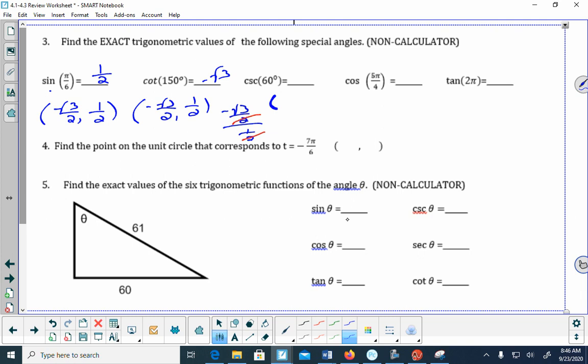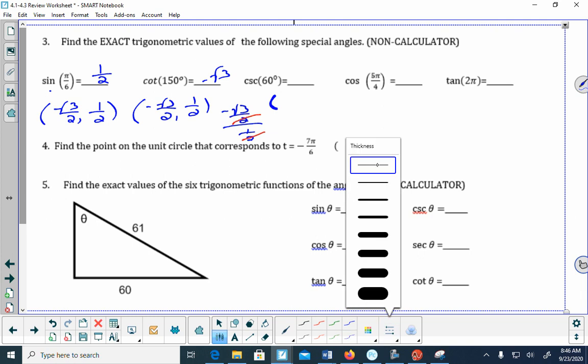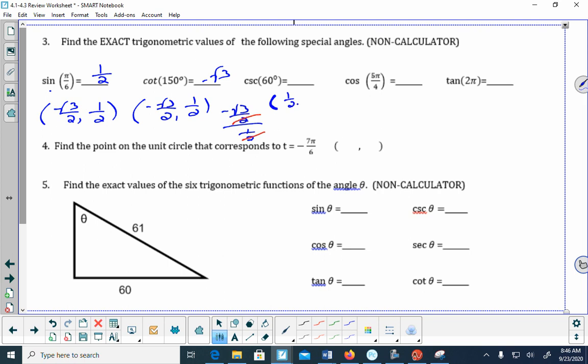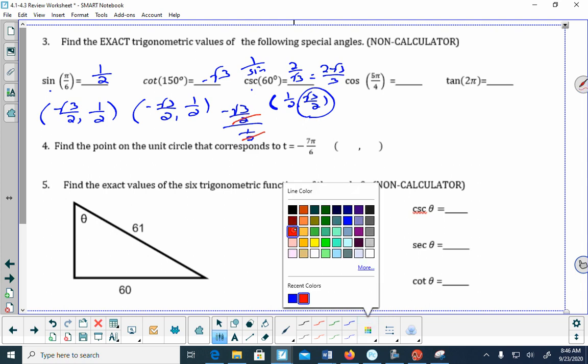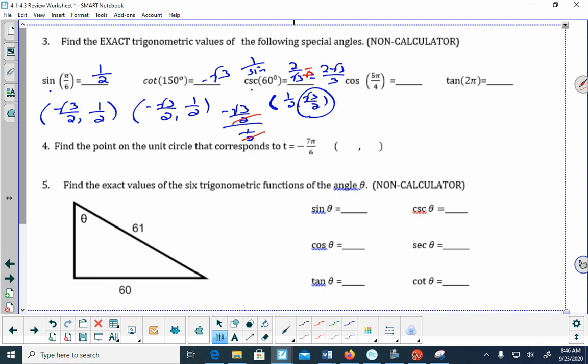The ordered pair that goes with 60 is negative, no, I'm sorry, positive 1/2, square root of 3 over 2. Cosecant is 1 over sine. So I'm looking at the sine, which is the square root of 3 over 2. I'm taking the reciprocal of that, so I'm going to start with 2 over the square root of 3. When I rationalize it, I end up with 2 square roots of 3 over 3. Remember to rationalize. You're multiplying by the square root of 3 over the square root of 3.